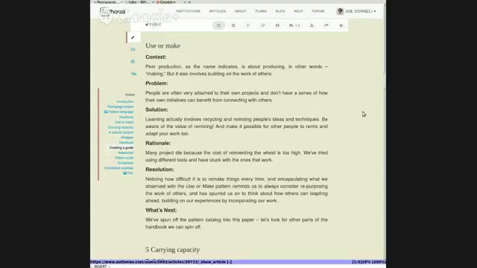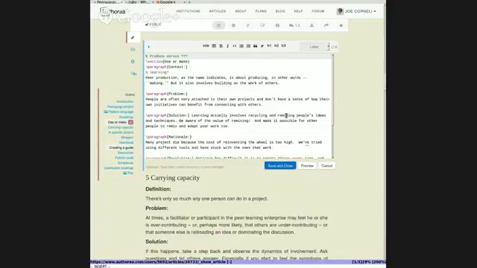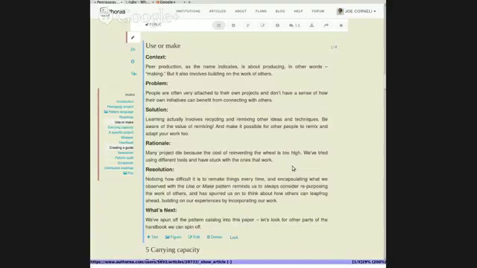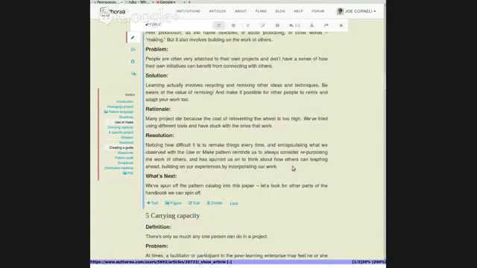Solution: learning actually involves recycling and remixing people's ideas and techniques. Maybe we could just say other ideas and techniques. Beware of the value of remixing and make it possible for other people to remix and adapt your work too. I think make it possible is a key part. So rather than people's ideas, I'll say other ideas and techniques. Because who knows, maybe we'll remix from ants, for example, and then learn from the ants. Be aware sort of sounds like beware. But be aware of the value of, be mindful of the value of remixing.